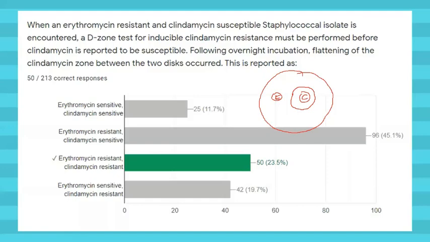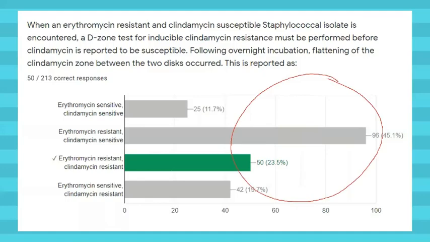So what we do is we incubate erythromycin with clindamycin near to each other. Let's just draw something bigger. What would happen is that in the interface between the erythromycin and the clindamycin disc, we would see that there would be a flattening of the zone of inhibition surrounding clindamycin. Remember, the organism was thought of as clindamycin susceptible initially. But if you incubate these two discs nearby each other, the organisms here in the interface between erythromycin and clindamycin would have induced, or inducible, clindamycin resistance.